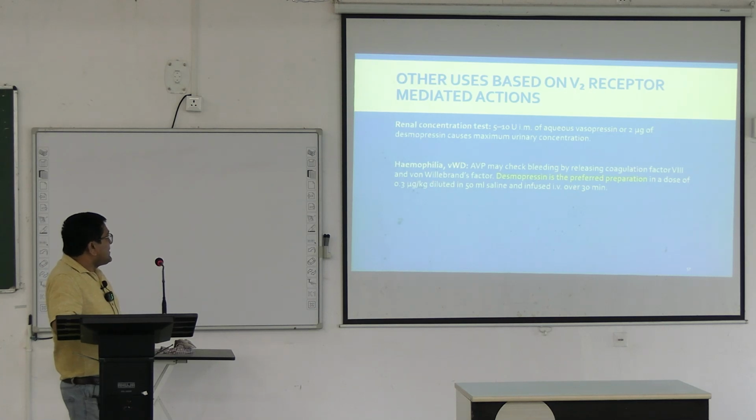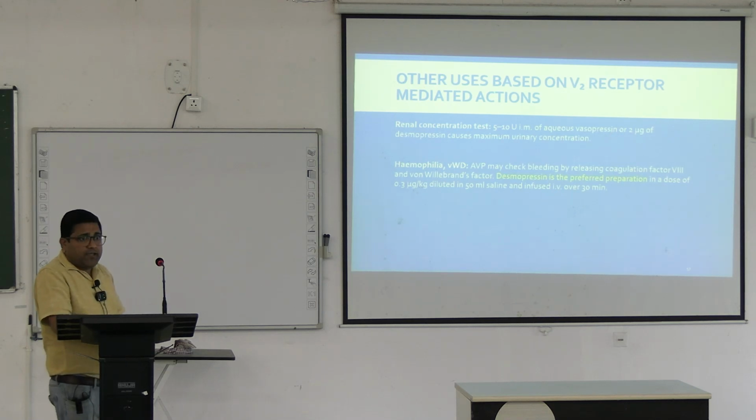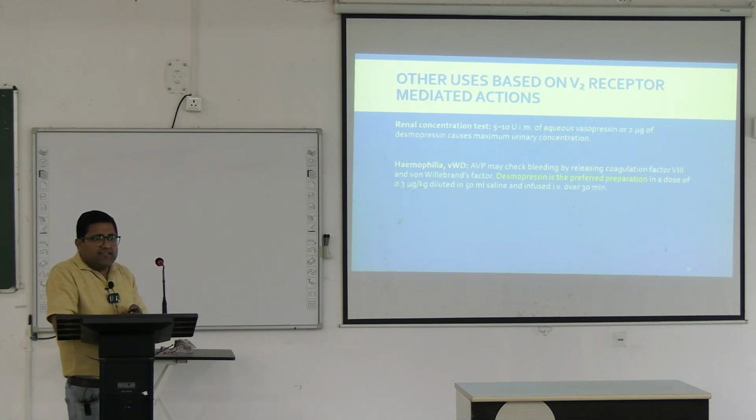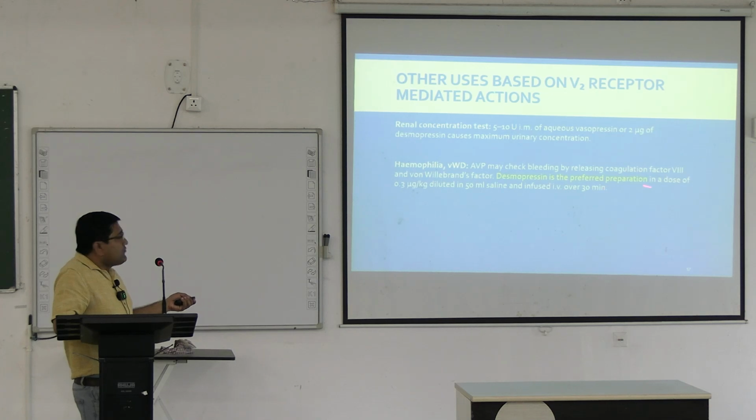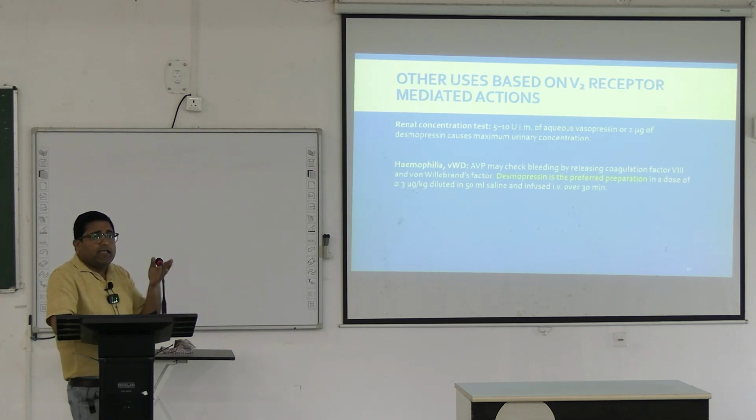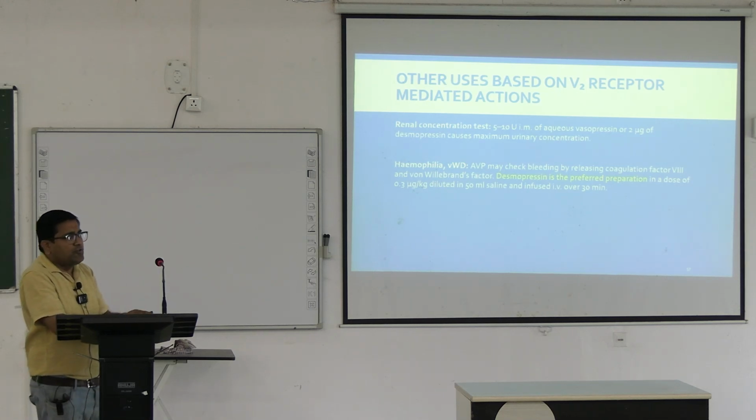Renal concentration test, 5 to 10 units IM of aqueous vasopressin or 2 microgram of IM desmopressin causes maximum urinary concentration. In hemophilia and von Willebrand disease, desmopressin is a preferred preparation. It increases the release of factor 8 and the von Willebrand factor from the vascular endothelium.